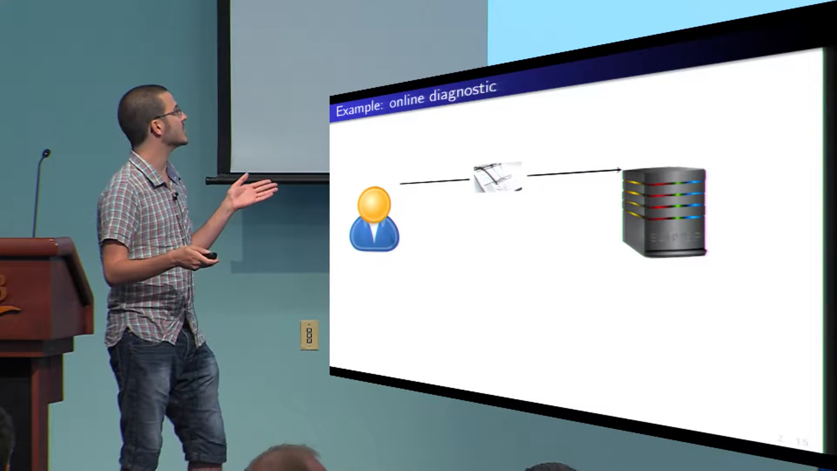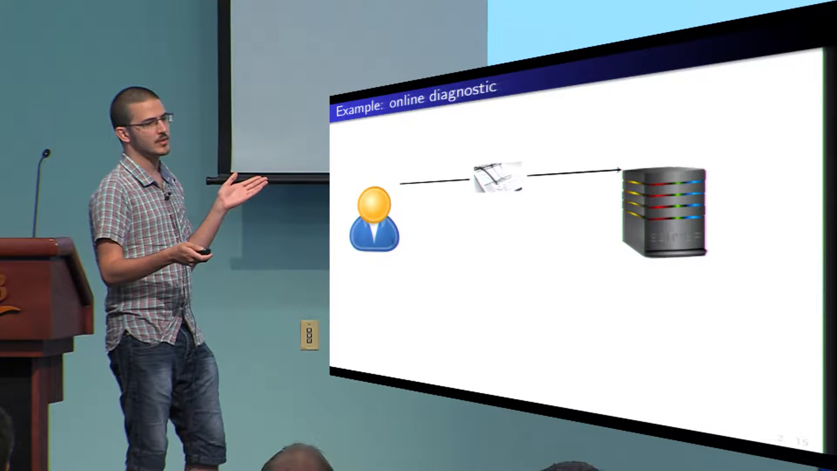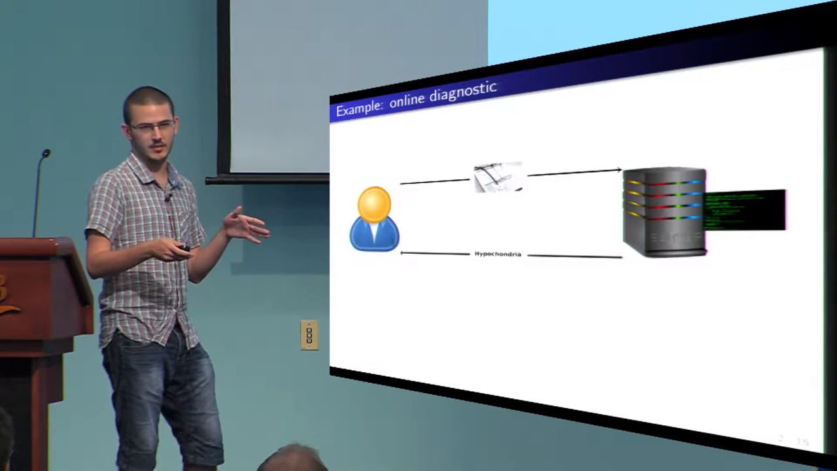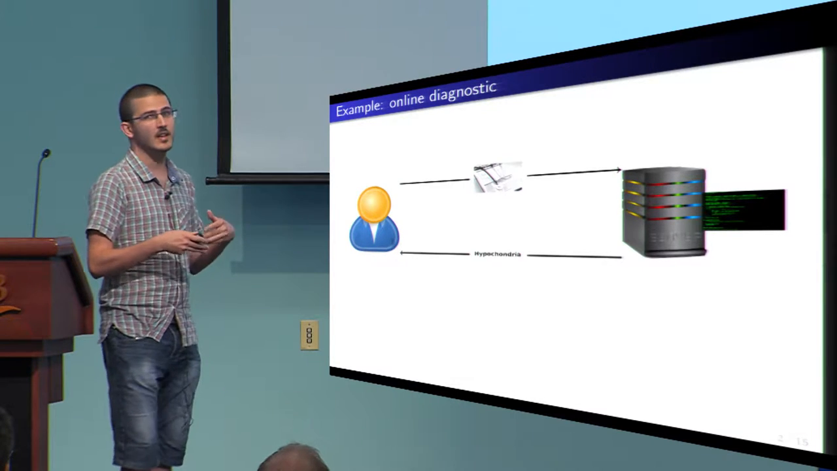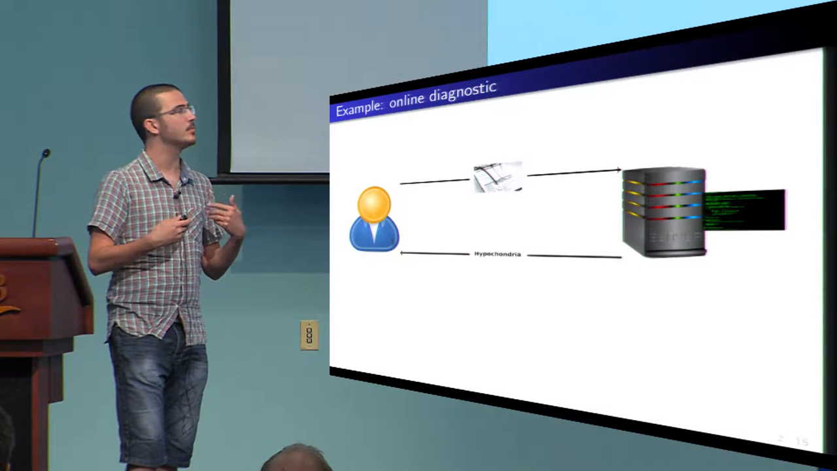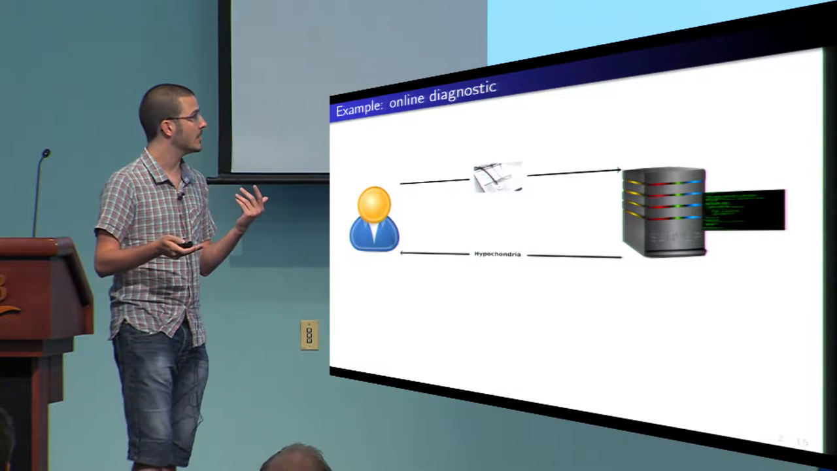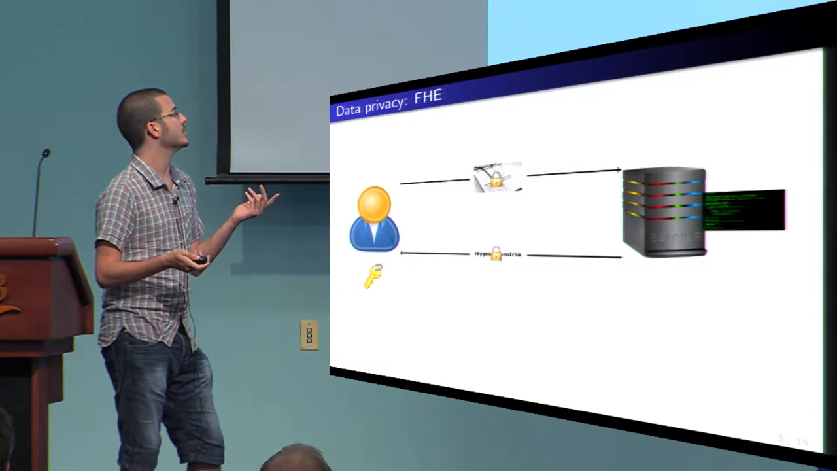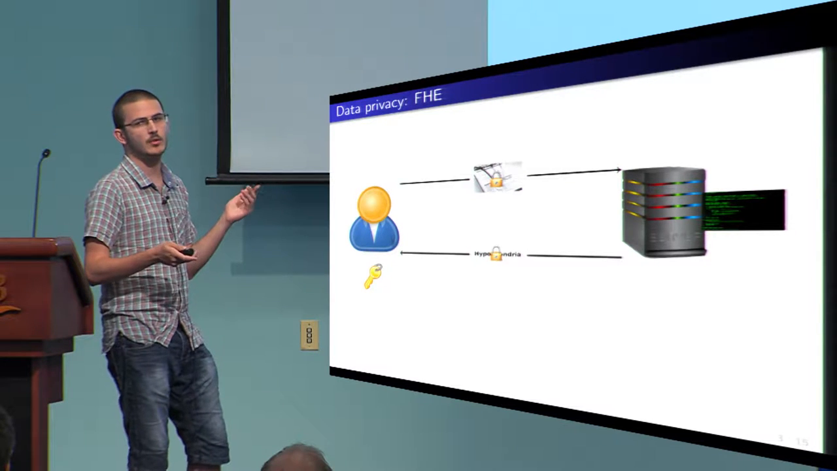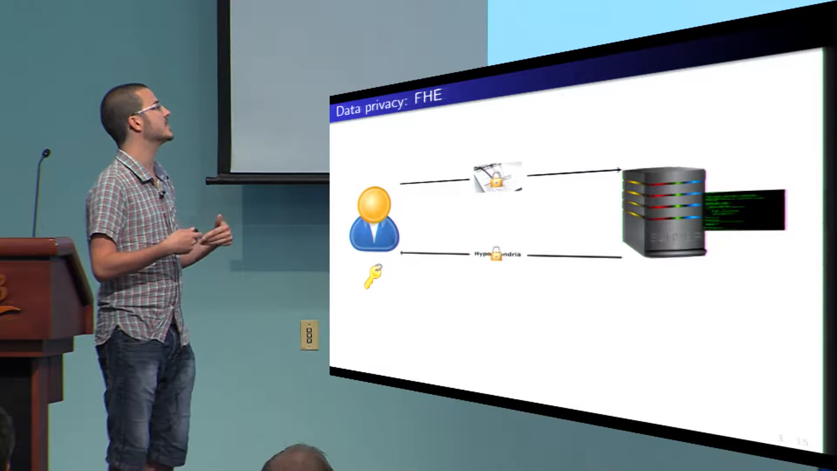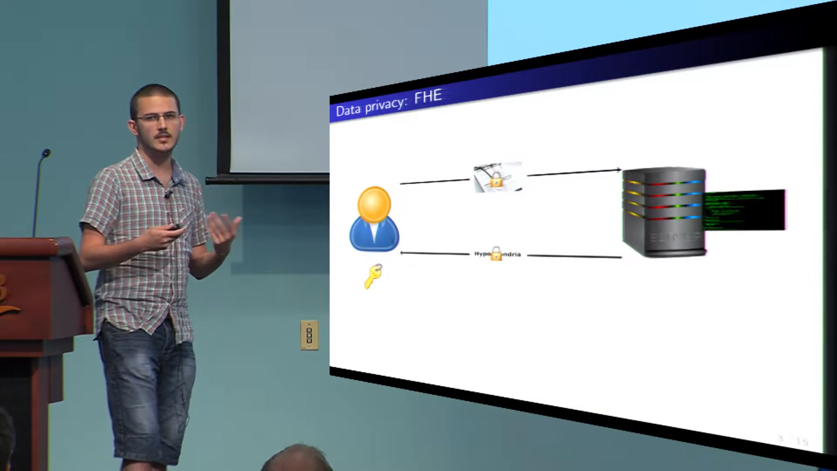You send your medical data to a server. It runs some computation and returns a diagnosis. The thing is, you want your medical data to remain private, and even the diagnosis, you don't want it out on the internet. So you encrypt your data in a way that algorithms can still be run on your data. That's what we call FHE.